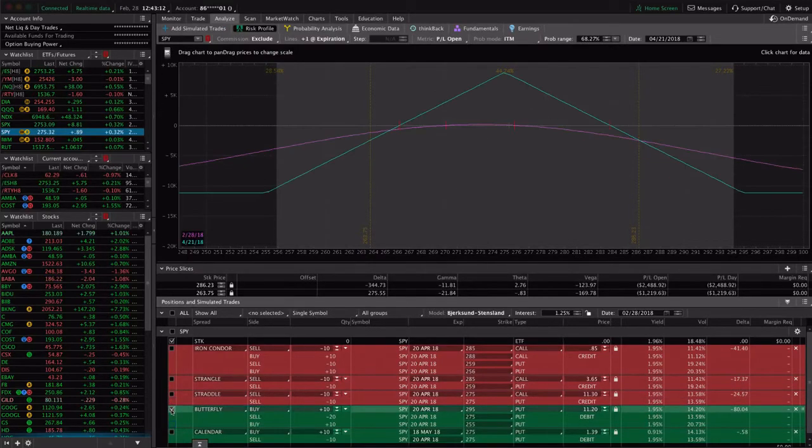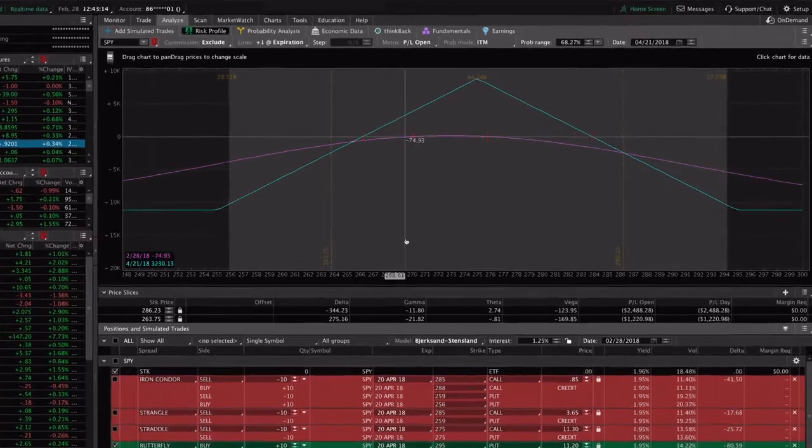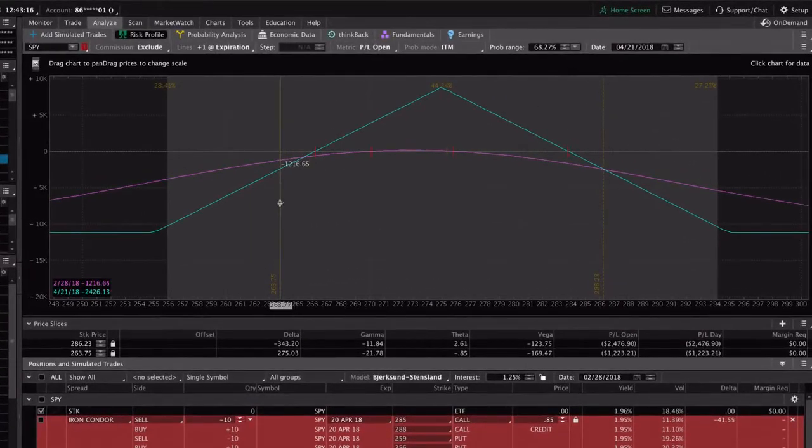So if we click on our butterfly strategy, what you'll see here is that our probability of profit gets even a little bit tighter. So we are narrowing our range. So our probability of profit between now and expiration is a little bit lower than a straddle. However, it's a very similar graph with the wings that we're buying defining our risk.